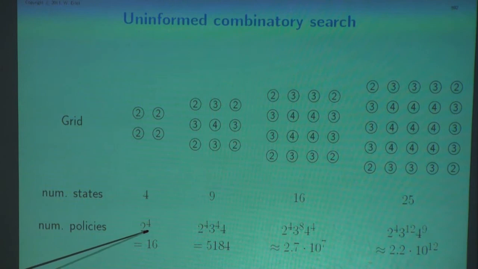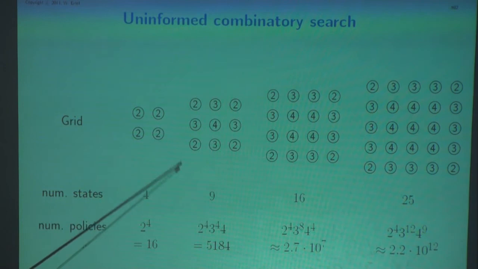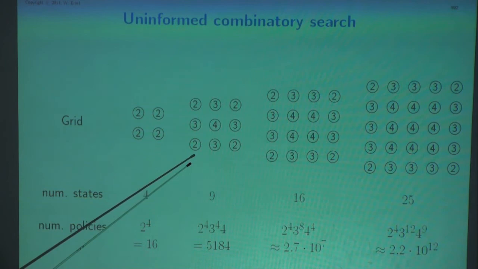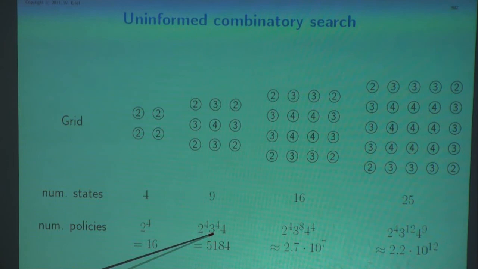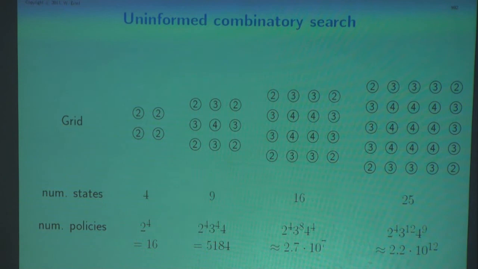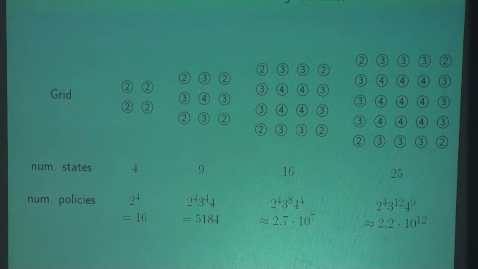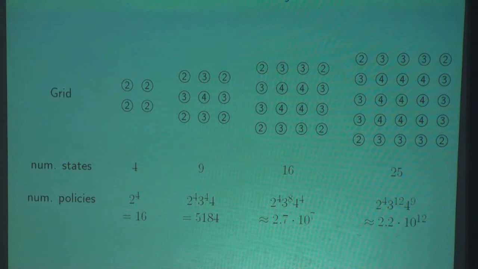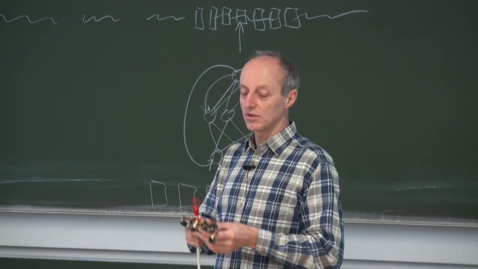Now let's look at this bigger grid. We have four actions here, three here, two here, and so on. And now this gives us 2 to the power 4 times 3 to the power 4 times 4 to the power 1, which is 5,184. And if we continue this and look at this grid with a 5 times 5 state space, then we already have 2 times 10 to the power 12 different policies. This little robot has a discretization of 5 states in each direction. So this is the number of policies of this extremely simple little robot.